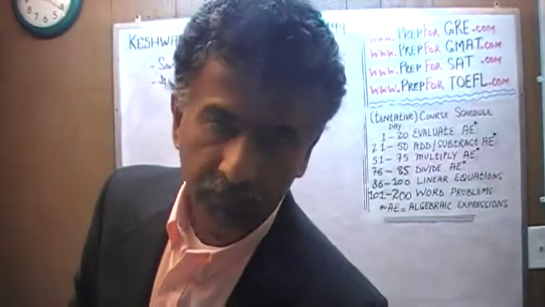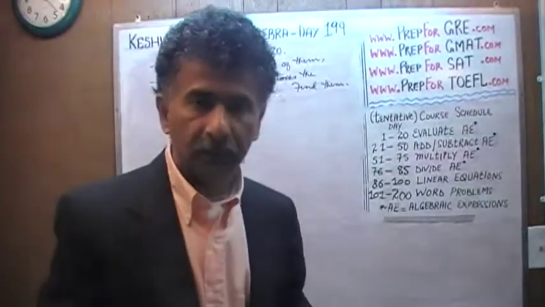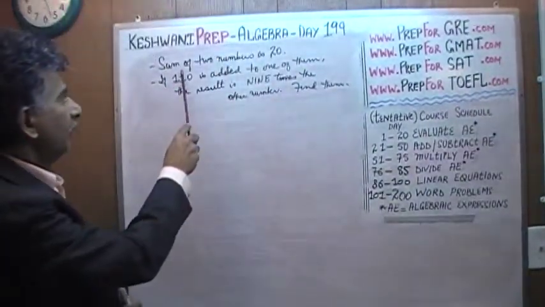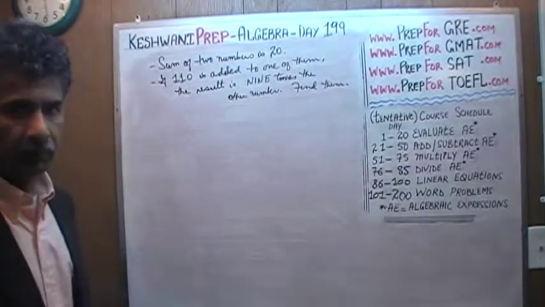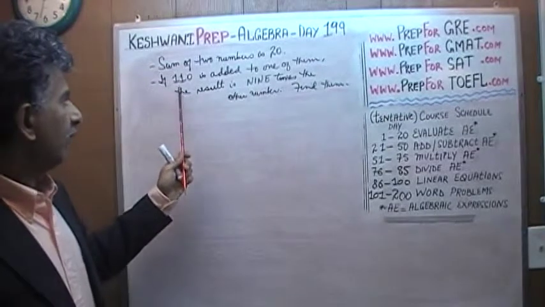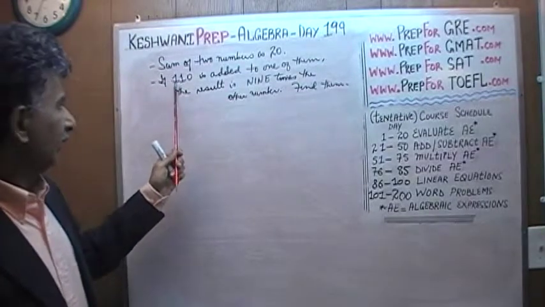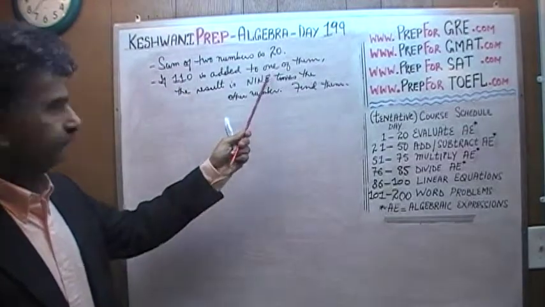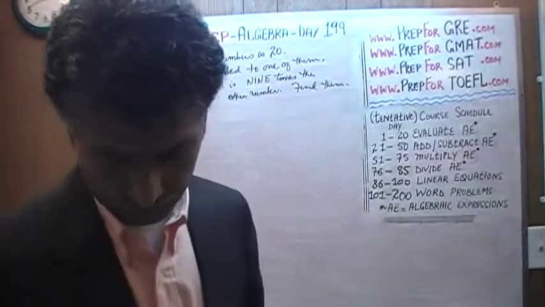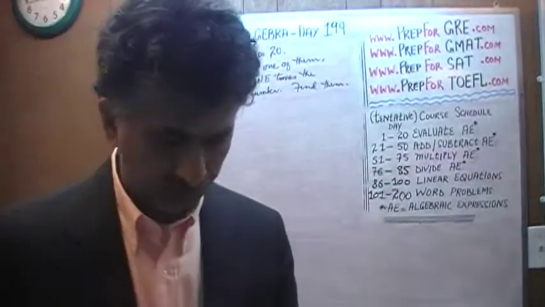The problem for today is already on the blackboard. Let's read it together, shall we? It says the sum of two numbers is 20. So we have two unknowns and their sum we are told is 20. We are also told that if 110 is added to one of them, the result is 9 times the other. Questions please, what are they? That's all. Let's do it together.